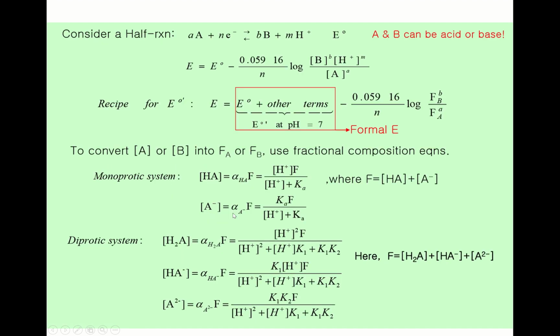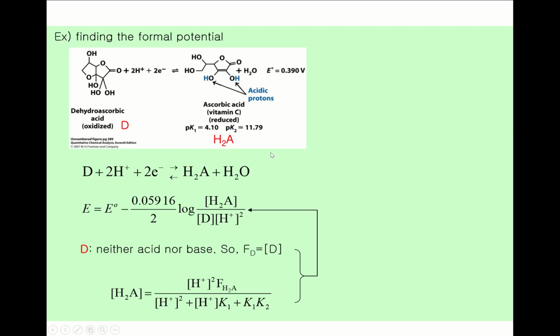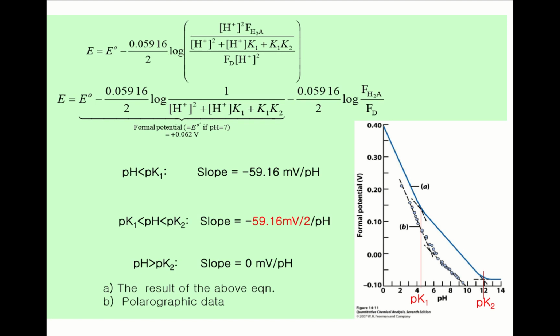Okay, let me see where. Here is the ascorbic acid. Let me see, let's find here dihydroascorbate plus 2H plus plus 2e minus is ascorbate and H2O. This E0 value is plus 0.390, and at pH 7 it is 0.058 volt. Okay, I don't know why it is a little bit different. Anyway, yeah, it's almost identical.